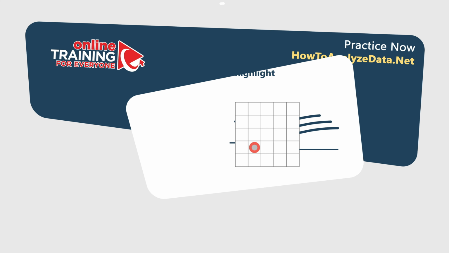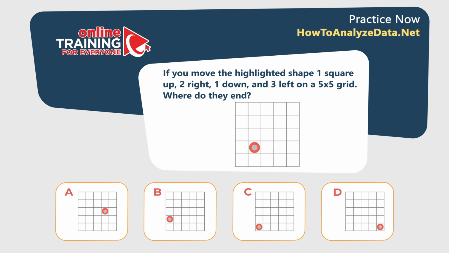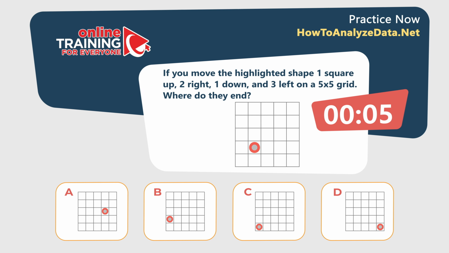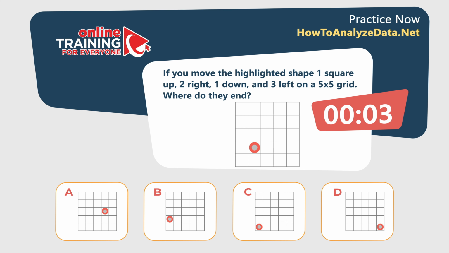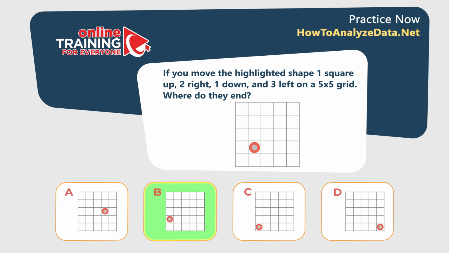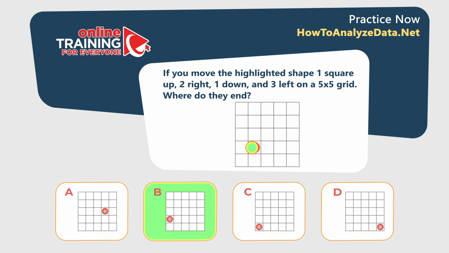If you move the highlighted shape 1 square up, 2 right, 1 down, and 3 left on the 5 by 5 grid, where would you end up? Your choices for the answers are A, B, C, and D. The correct answer is choice B, and here's why. Let's make sure you track the movement. 1 up, 2 right, 1 down, and 3 left.